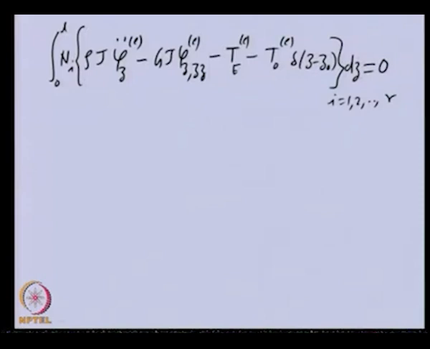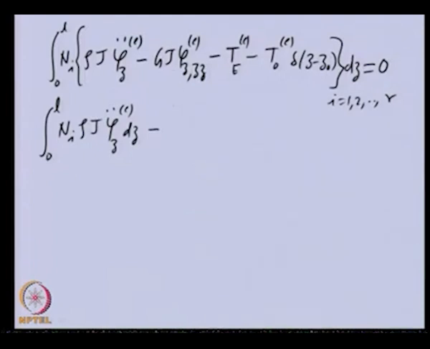So, let us see how we are able to do this. What we will be doing is basically integration by parts of this term with respect to z. The first term is as it is, there is no change in the first term. Only the terms containing the double derivative with respect to z, we are doing integration by parts once.